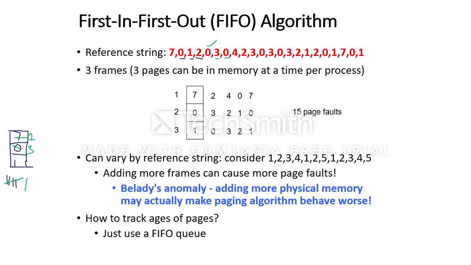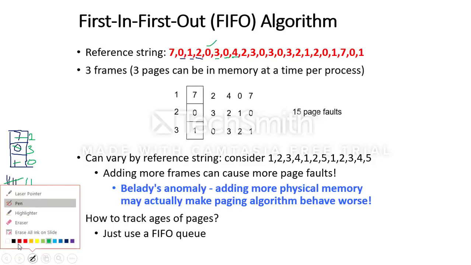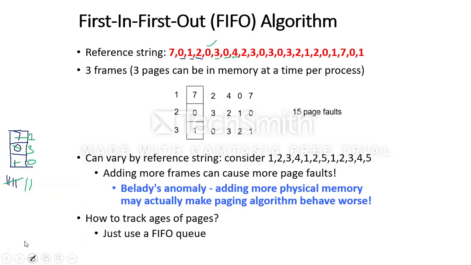Then who is going to be the victim? Who came first? It's 1. So we replace with 0. You continue like that. Let's run 4. It's going to give us a page fault. And who is going to be the victim? It's 2, right? I need to change my color so that at least you can properly see. It's 2. We replace 2 with 4.